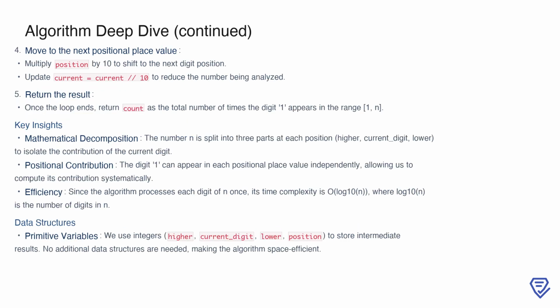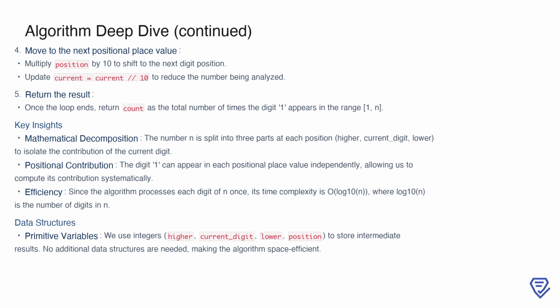After calculating the contribution of 1 for the current position, the algorithm shifts its focus to the next positional place value. This is achieved by multiplying position by 10, which moves us from units to tens, tens to hundreds, and so on. Simultaneously, we reduce the number being analyzed by updating current to current / 10, effectively removing the least significant digit. This process repeats until we've analyzed all positional place values of n. Once the loop concludes, the total count of 1s is stored in the variable count, which is then returned as the final result.